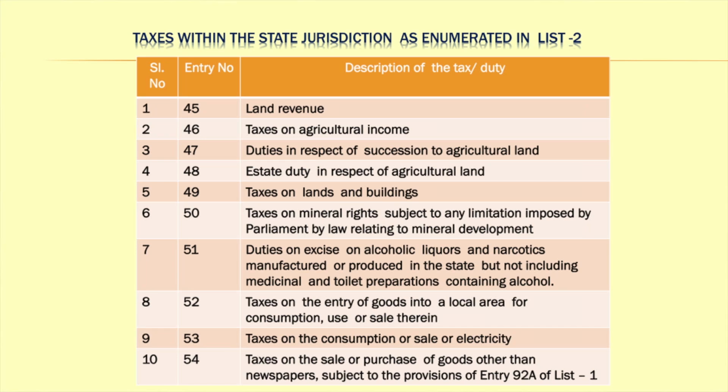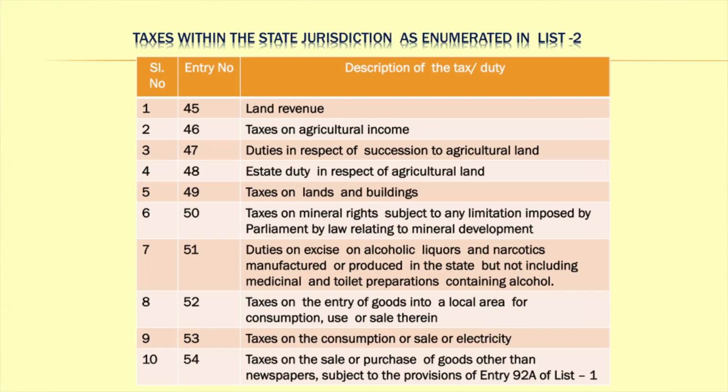Then when you come to the state jurisdiction, that is List 2, Entry 45 is land revenue. Particularly at the time of independence, land revenue constituted about 60% of the revenue of the government. But it has now been reduced to a very minimum because of development in various fields, particularly in the service sector as well as in the manufacturing sector. Then Entry 46, taxes on agriculture income. This is a very big subject, basically how agriculture income can be calculated, and what the problems and issues are in calculating agriculture income.